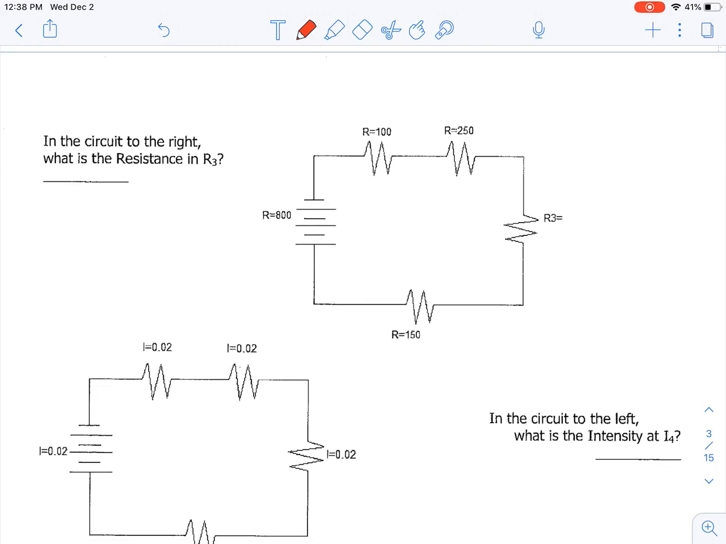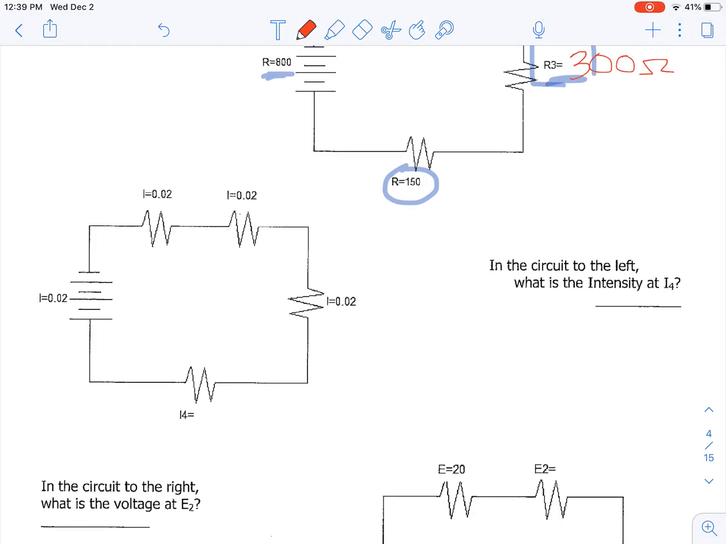So then here, if we know the total resistance is 800, and according to our rule, it's the sum of all the individual ones, so we know these. Is there a way that we can find that missing piece? Yeah, there's different ways: you can add those other ones together and then subtract from 800, or you could do 800 minus 100 minus 250 minus 150. That means that this missing resistance is 300 ohms.